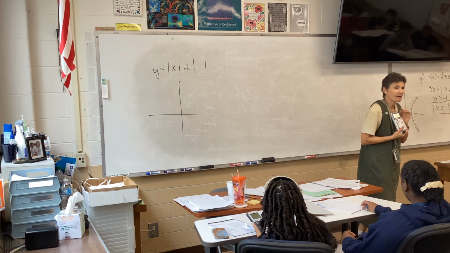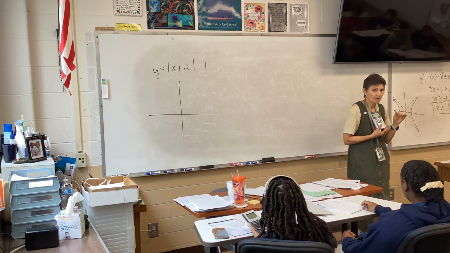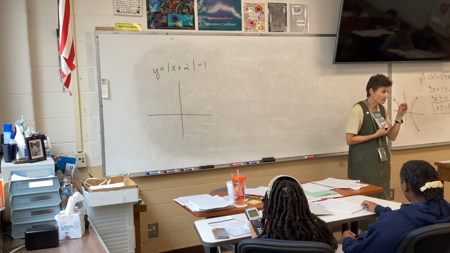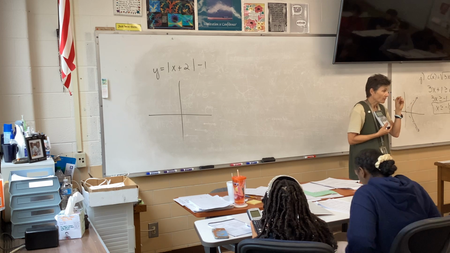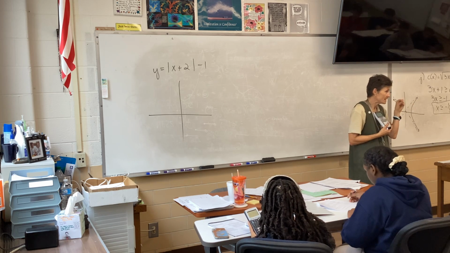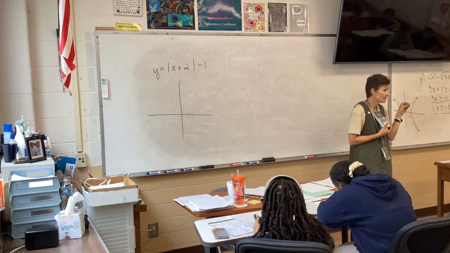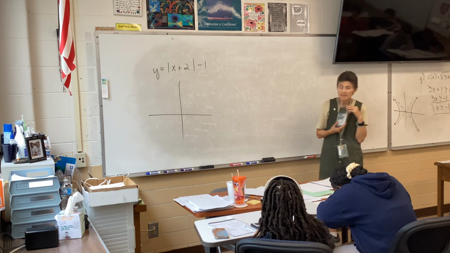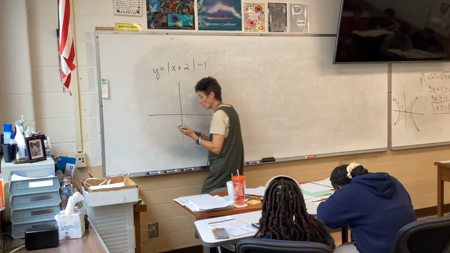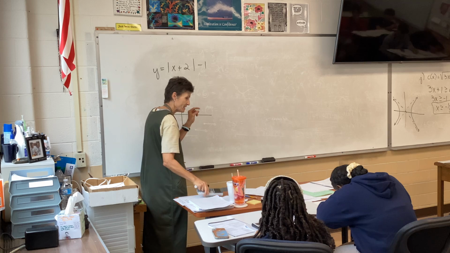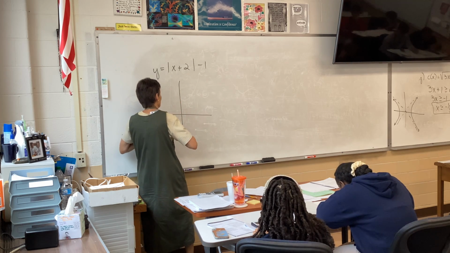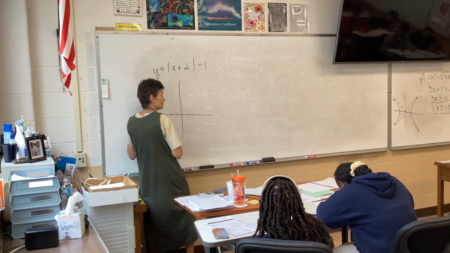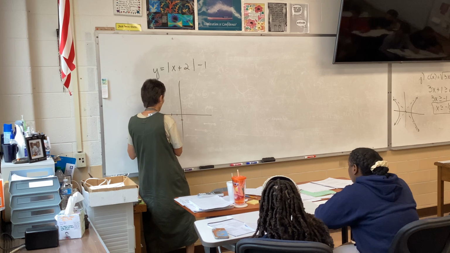Did you expect that? Did you remember that at all from last year? Because I know you graphed these last year. The V shape, absolute value V's, that's how we remember absolute values are V's. And this V is vertexed where? Where is the actual V point of it? Can you tell? At -2, -1.